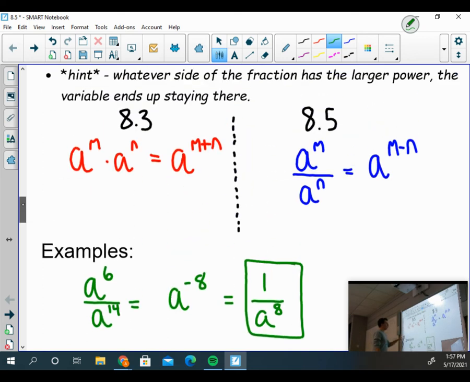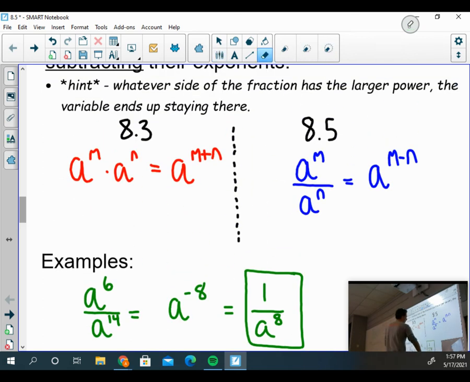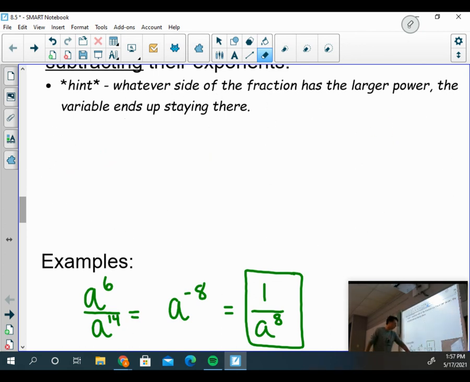And you may notice that I wrote a little hint up here, and I didn't really address it earlier because I think the best place to address it is once you've seen an example. What this hint would be is whatever side of the fraction has the larger power, the variable ends up staying there. So when we're applying this exponent rule with division, when we have values with the same base being divided from one another, we can subtract their exponents. It's a good thing to remember that whatever side of the fraction has the larger power, the variable will end up staying there.